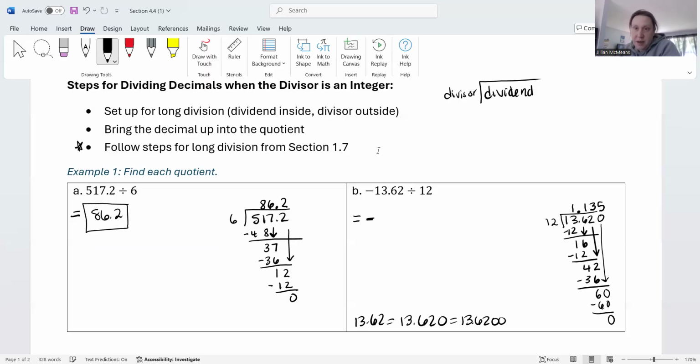There's my 0 remainder. So we really do need to divide until we get the 0 remainder or until we see repetition. And all you have to do is keep adding zeros to the end of your decimal and bring those down. Okay? So our final result is going to be negative. Remember, a positive divided by a negative or a negative divided by a positive is going to be negative, and we get negative 1.135. So that is dividing decimals when the dividend is a decimal, but the divisor is an integer or a whole number.